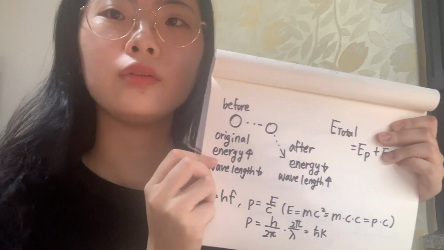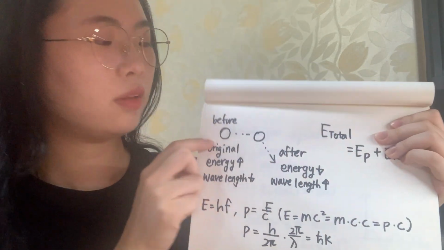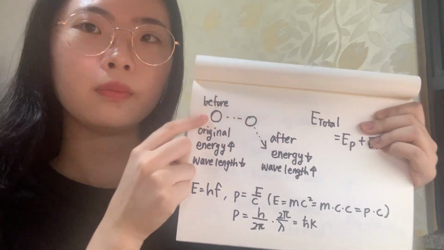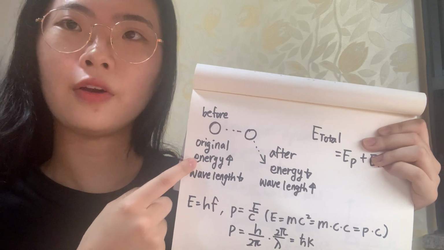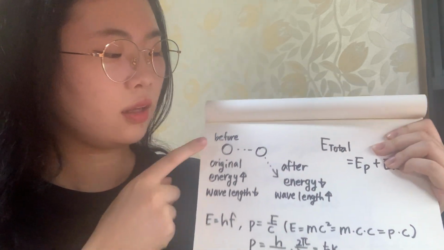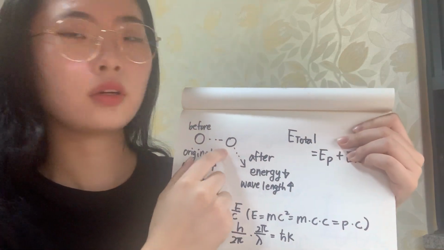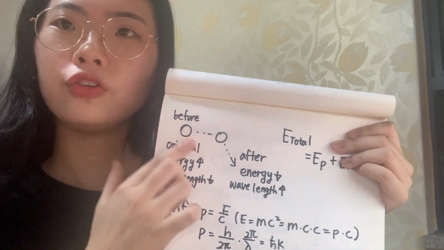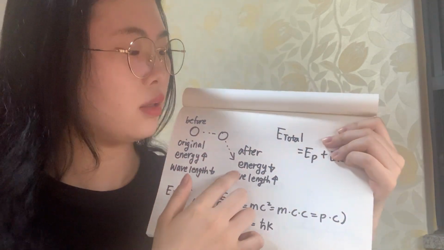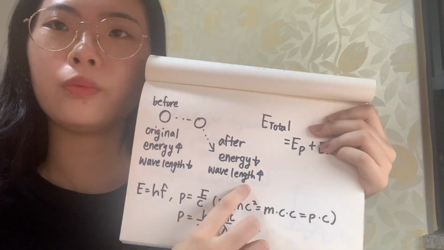Then let's talk about the collision of particles. This is the original particle. This original particle has very high energy and a short wavelength. However, when it crashes into another particle, it loses its energy, and its wavelength also becomes longer.